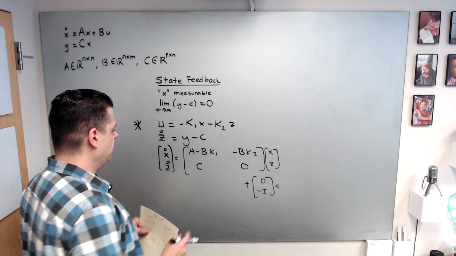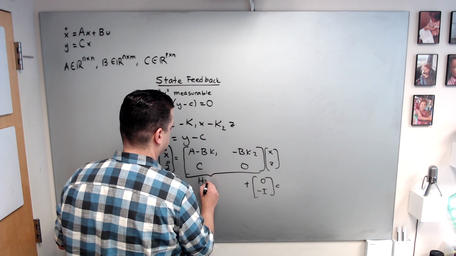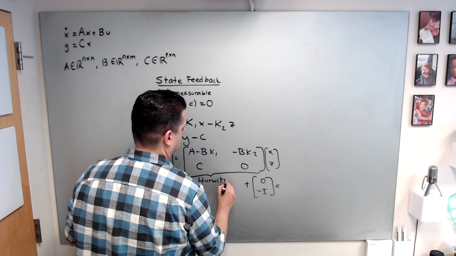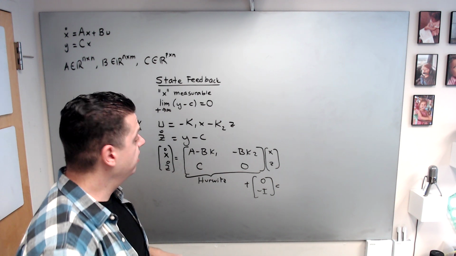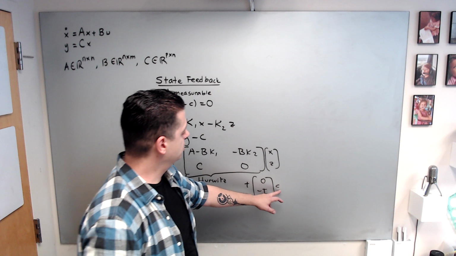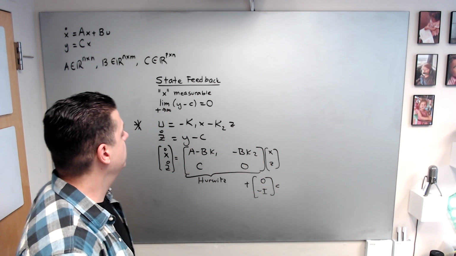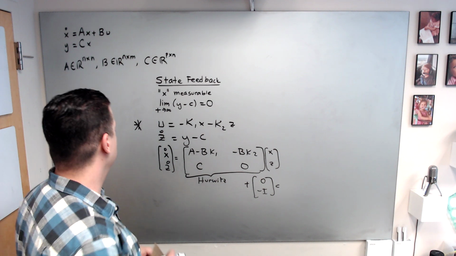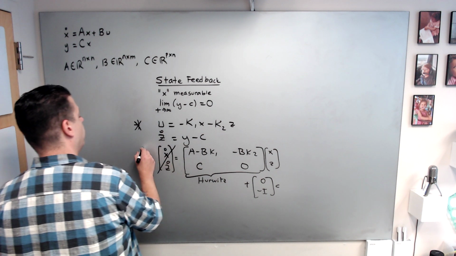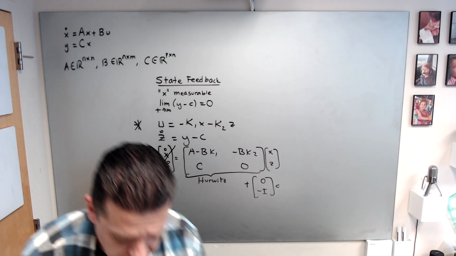Now, if you make this matrix Hurwitz by choosing K1 and K2 properly, which I am going to talk about momentarily, then since c is constant, x and z will converge to their equilibrium point. So let's analyze this equilibrium point by setting this to 0. I am only going to look at the second line of the equation.